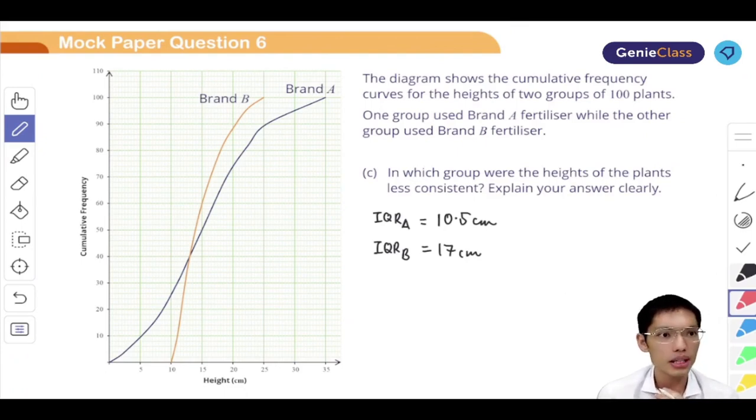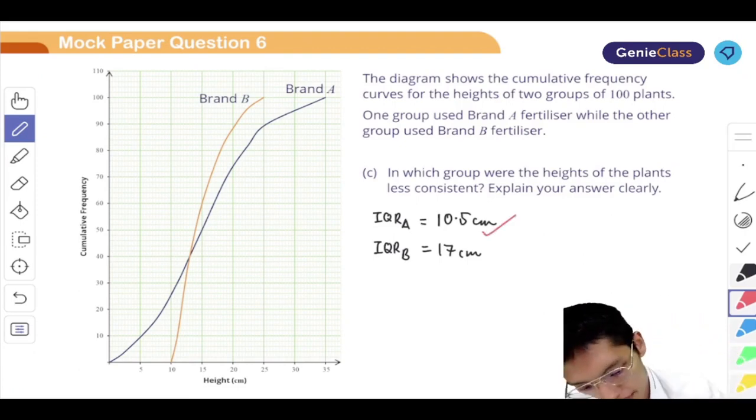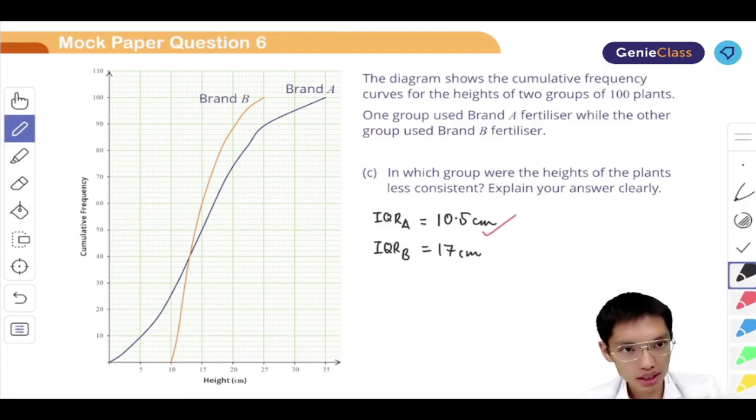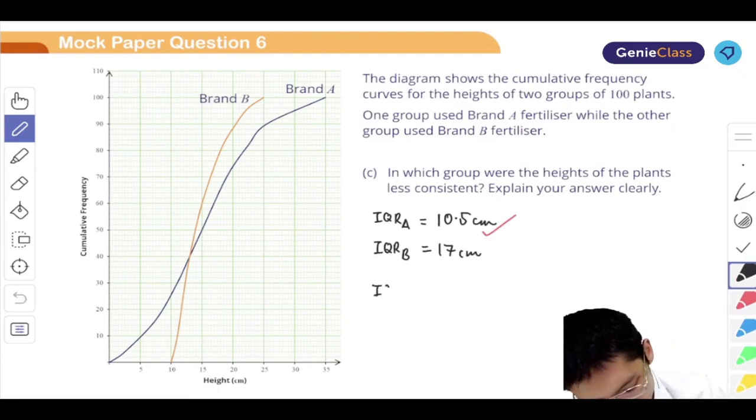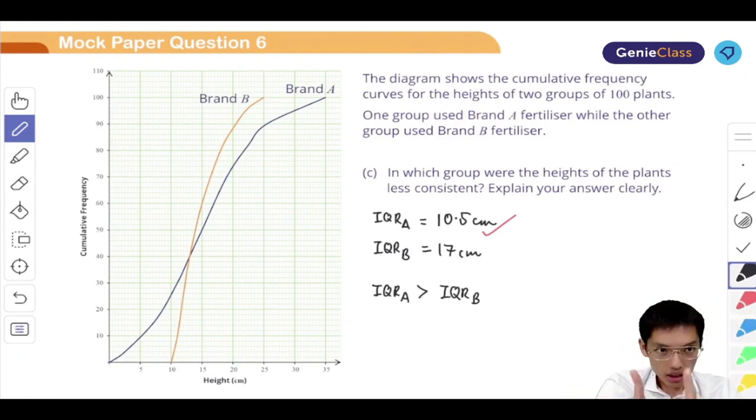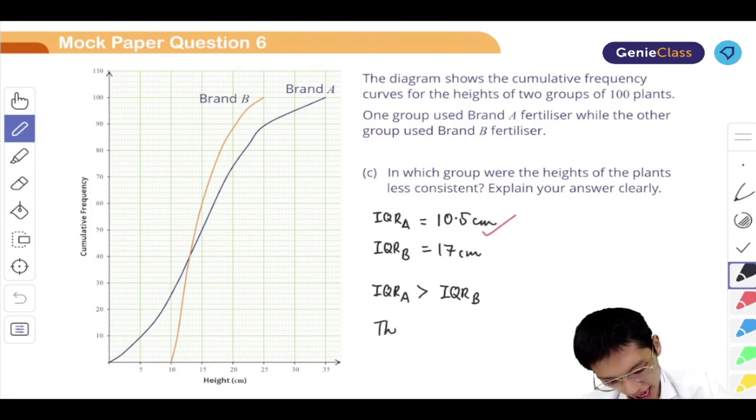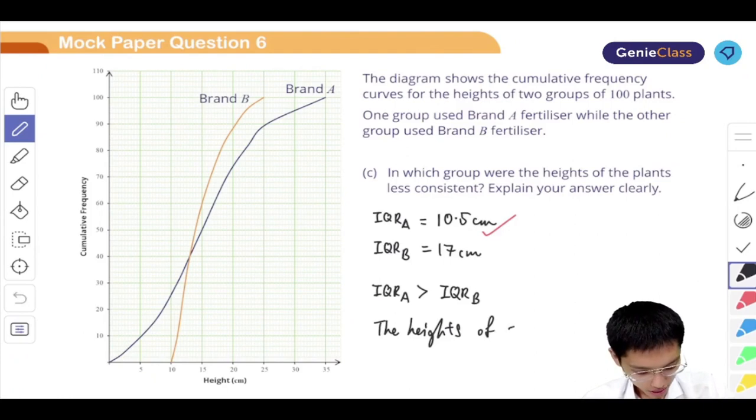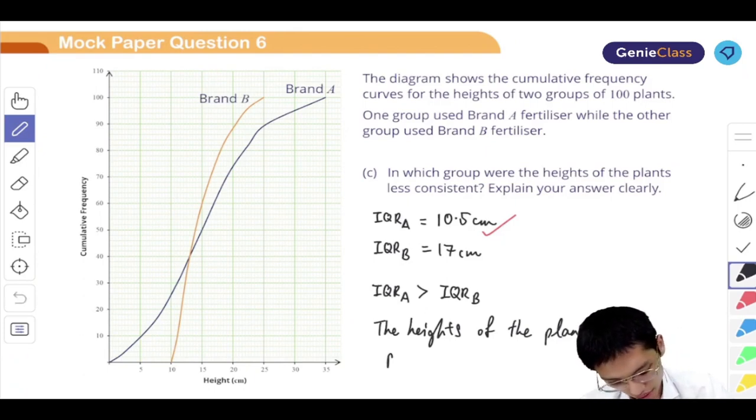Denise, are you sure it's brand B? Less consistent means my range is higher. So therefore, in fact, very nice. It's brand A, guys. Brand A, take note. Because what happens is, the interquartile range for brand A is higher than interquartile range of brand B. So there are more values that can vary, and henceforth the height of the plants with brand A are less consistent.